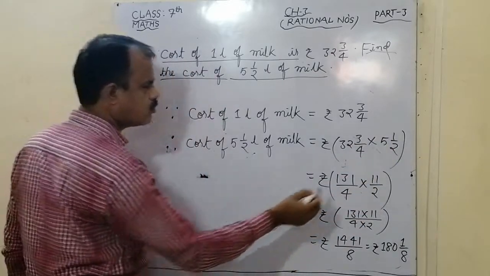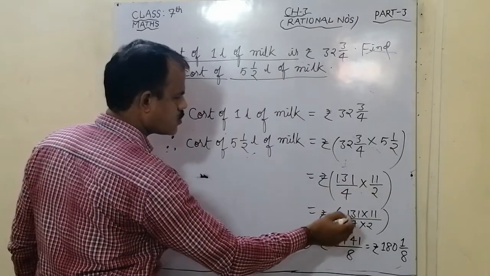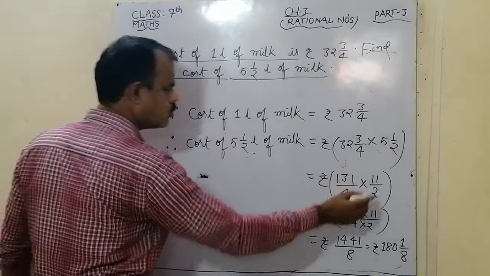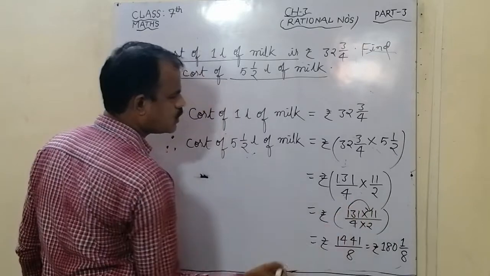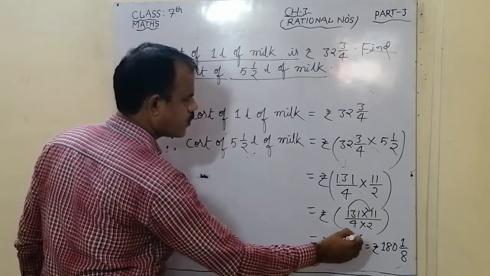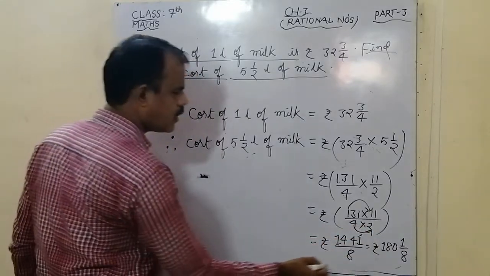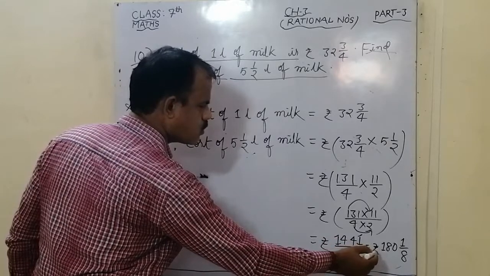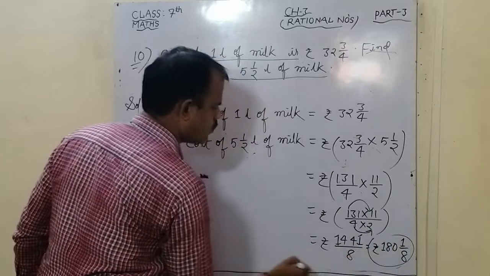Now see here, numerator place number is 131 and 11. So we write 131 into 11. Denominator place number 4 2, 4 into 2. When we multiply this number 131 into 11, it becomes 1441, and this 4 2 ja 8. Now we have to change this into mixed fraction, so it becomes rupees 180 whole 1 by 8, and this is the final answer.